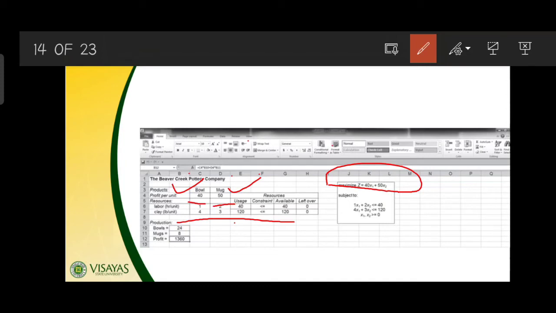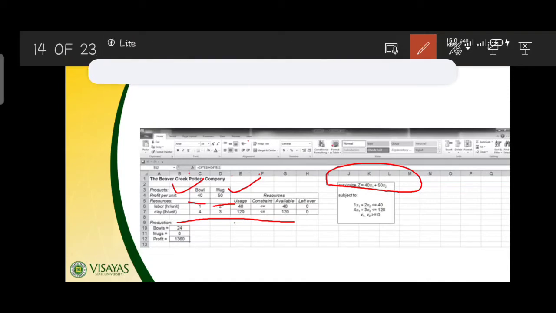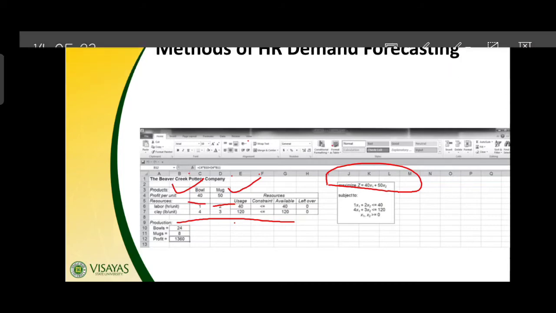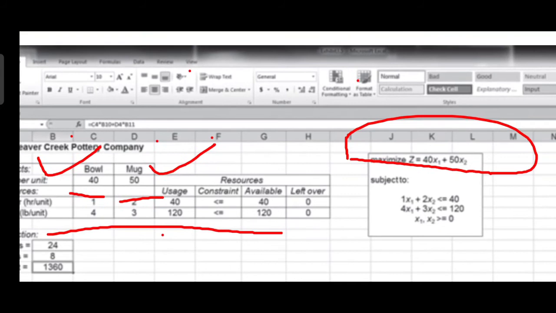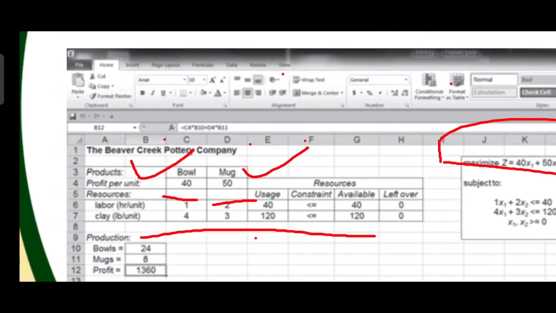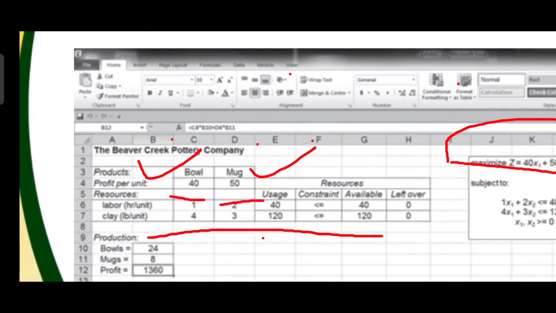Sa clay, ang imuhang need nga raw material is 4 pounds per unit and then 3 pounds per unit para naman sa imuhang mug. And then, ang imong usage is 40 and 120 ang imuhang maximum sa usa ka adlaw, no, na usage. Sa to pa mauna ang imuhang capacity lang nga pwedeng himuon. So, mao na siya ang constraint.